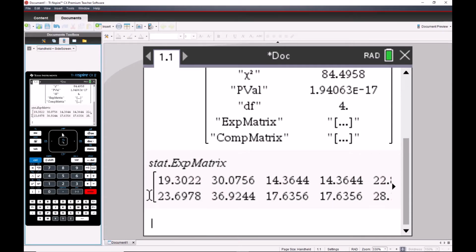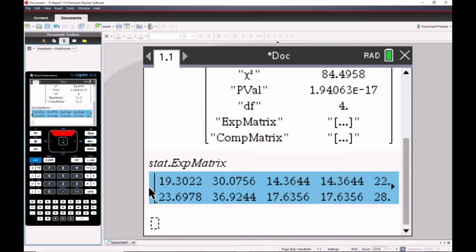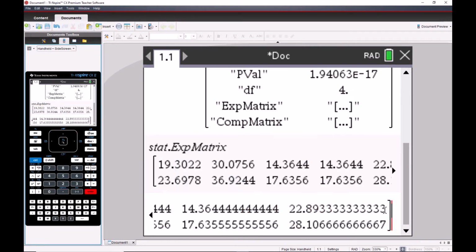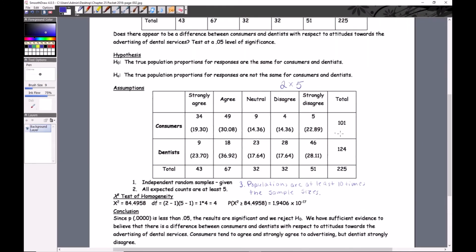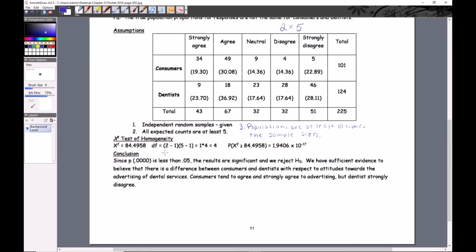Now, if you need to scroll through here, you can just arrow up to select it and hit enter, and now you're in here. And there's a terrible amount of decimal places, but you can at least move around in here and copy them all down. And so that's where all of these numbers came from. Just 1 or 2 or 3 decimal places are fine. And that's where you get your chi-square, your degrees of freedom, and your p-value. So p is less than alpha, we're going to reject, and we have sufficient evidence to believe that there is a difference between consumers and dentists when it comes to attitudes toward advertising dental services.